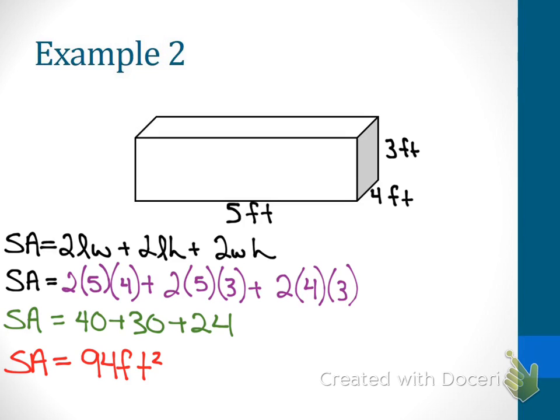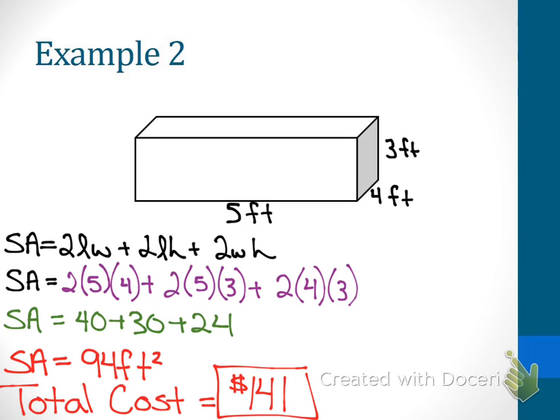Got it? What is it? Nope, $141. I don't know how you were off by $1.50, but $141 is how much it would cost you. All right, so that's everything you need to know for 12.3.